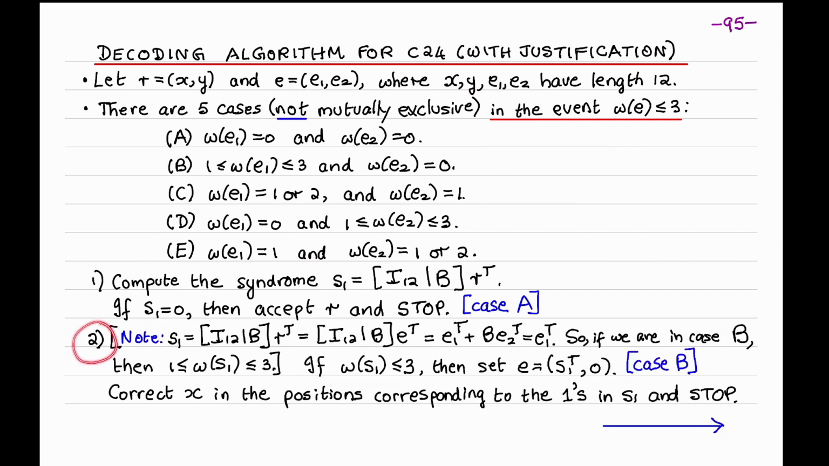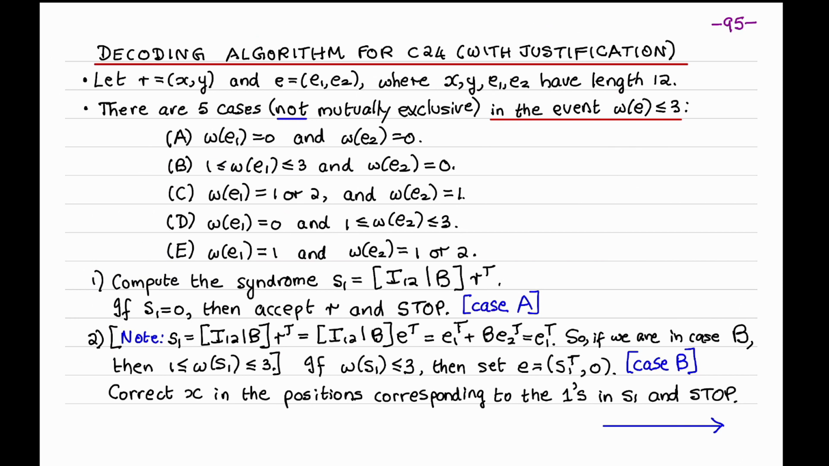Step 2 handles the case where the error vector is of type B. So the right half of E is 0, and the left half has weight 1, 2, or 3. The syndrome S1 of R is also equal to the syndrome of the unknown error vector E. And this can be written as E1 transpose plus B times E2 transpose. Now, when we are in the case B, E2 is 0, and so B E2 transpose is 0. So S1 is just equal to E1 transpose.